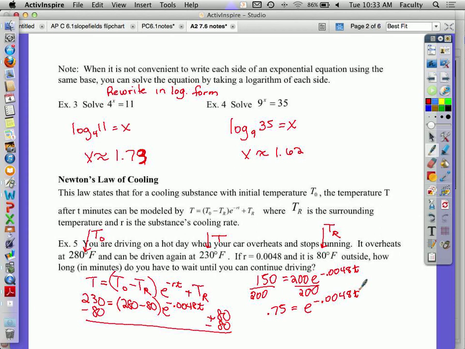Now, I want you to notice this is actually the same type of problem as example 3 and 4. My bases can't be the same, so it's not like example 1 and 2. So I'm going to go from exponential to logarithmic. The base is e, so that tells me log base e is ln. So it's going to be ln 0.75. The answer to the log is the exponent. So I have ln 0.75, which is some decimal. And then I'm going to need to divide by negative 0.0048.